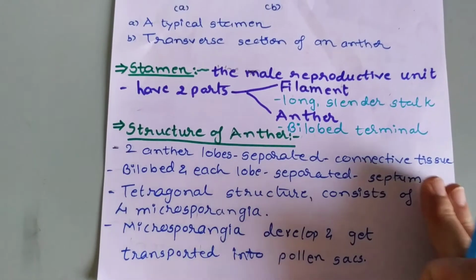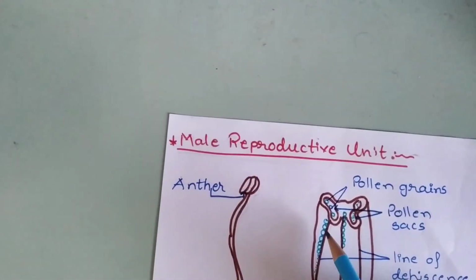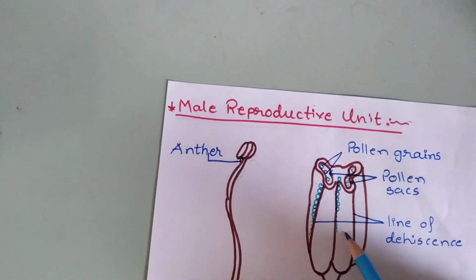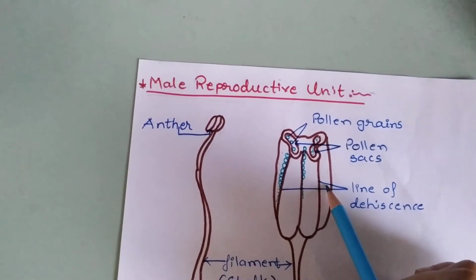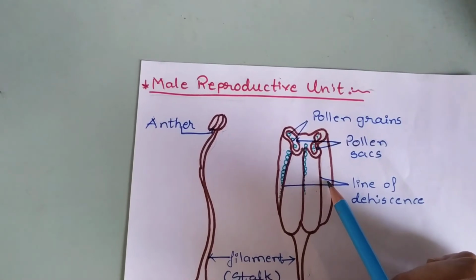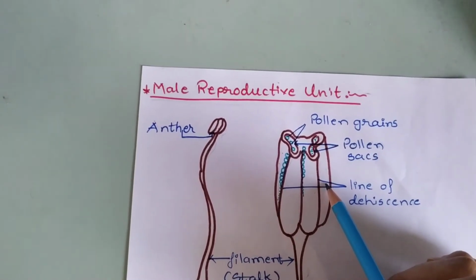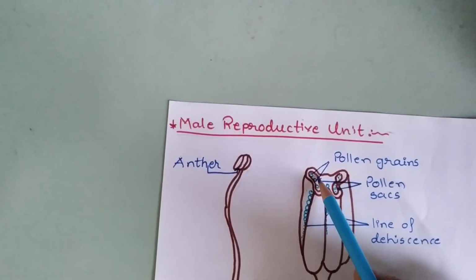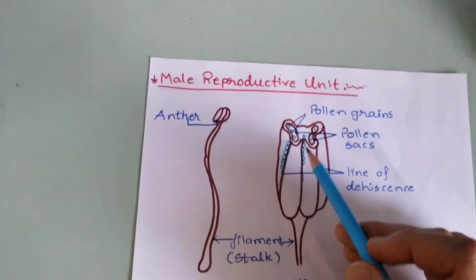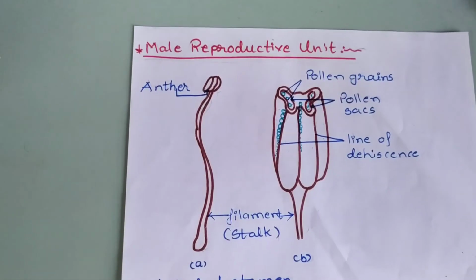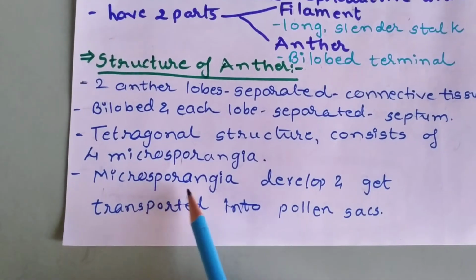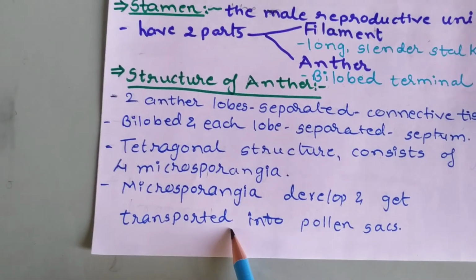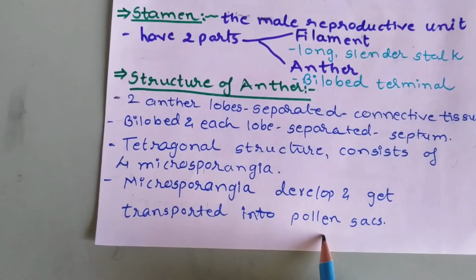Now let's see this tetragonal structure. This is 1, 2, 3 and 4. This is a tetragonal structure and has 4 microsporangia, and each develops and gets transported into pollen sacs. See, this microsporangia develops and gets transported into pollen sac.